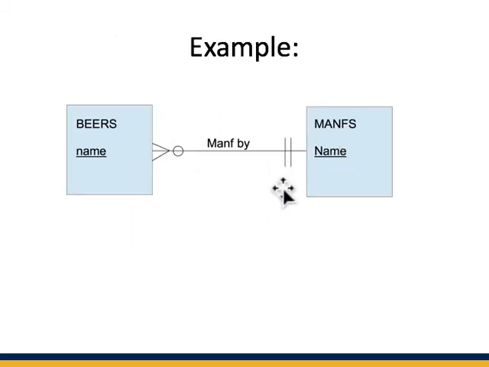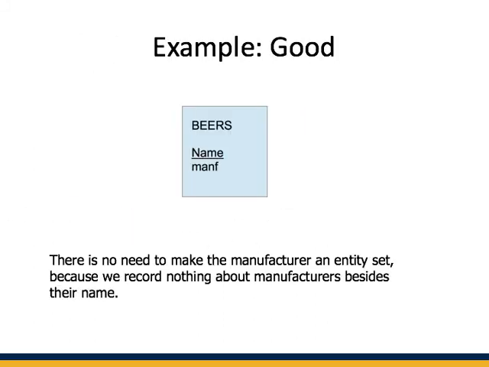So instead of making this an entity set, we draw this thing. There is no need to make that manufacturer an entity set because we record nothing about manufacturers besides their name. If there was an address, yes, you could say that we need to store something else because there's another attribute. But in this case, if you're only storing the manufacturer's name, this is a good design.